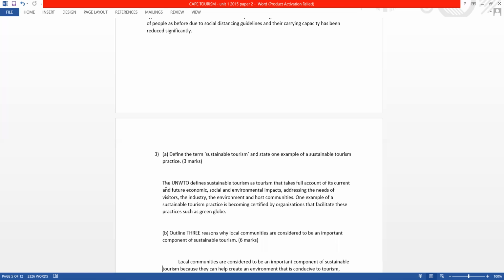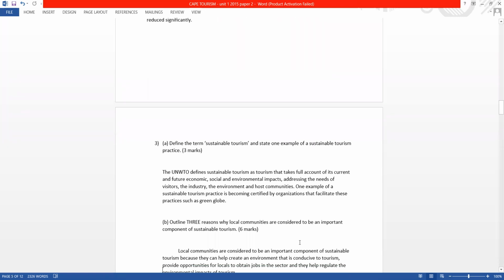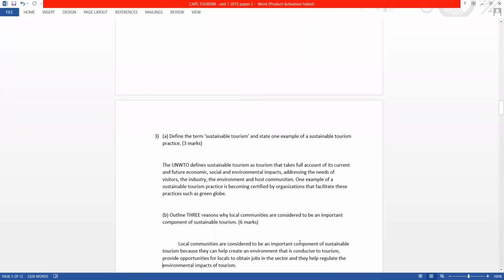So the UNWTO defines sustainable tourism as tourism that takes full account of its current and future economic, social, and environmental impacts, addressing the needs of visitors, the industry, the environment, and host communities. One example of a sustainable tourism practice is becoming certified by organizations that facilitate these practices, such as Green Globe, right? Part B says, outline 3 reasons why local communities are considered to be an important component of sustainable tourism for 6 marks.